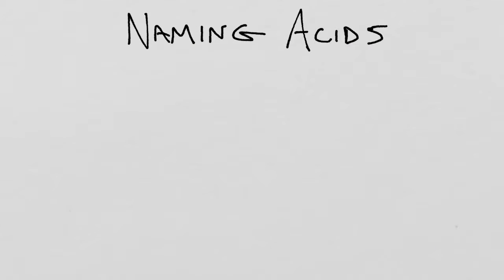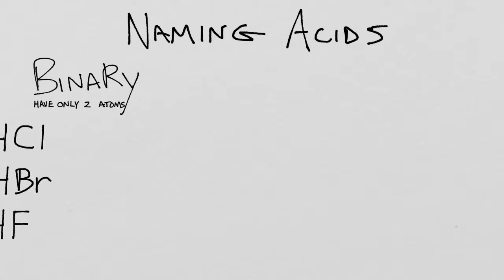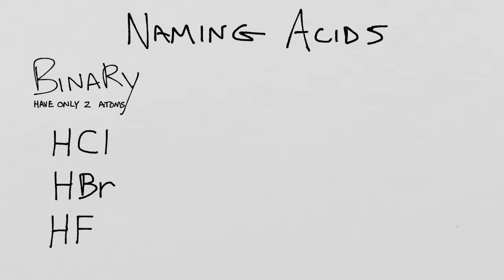In this video I'm trying a new style format here with this new whiteboard app that I have, and in this video I want to talk about how we name acids. Now the first set of acids that we want to name are those called binary acids. Now these binary acids, they have only two atoms in them. And those two atoms are going to be hydrogen and some anion. So here are some examples of some binary acids.